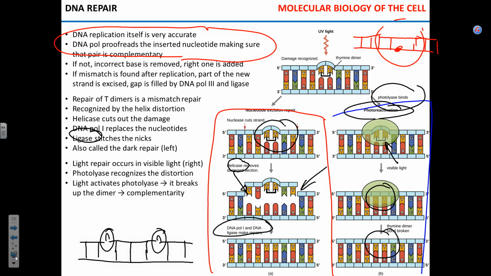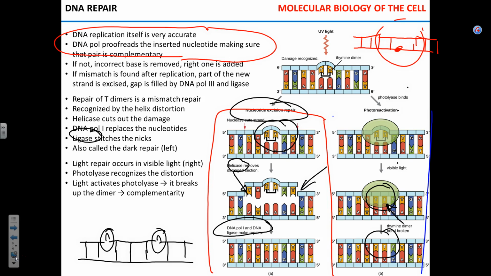So one is let's destroy what's broken and build it from scratch. Okay, that's the excision repair. And another one is let's not destroy anything. Let's just nicely and accurately break the bond between two thymine dimers, so the pairing will be restored. Now look at this again. Let me erase it.